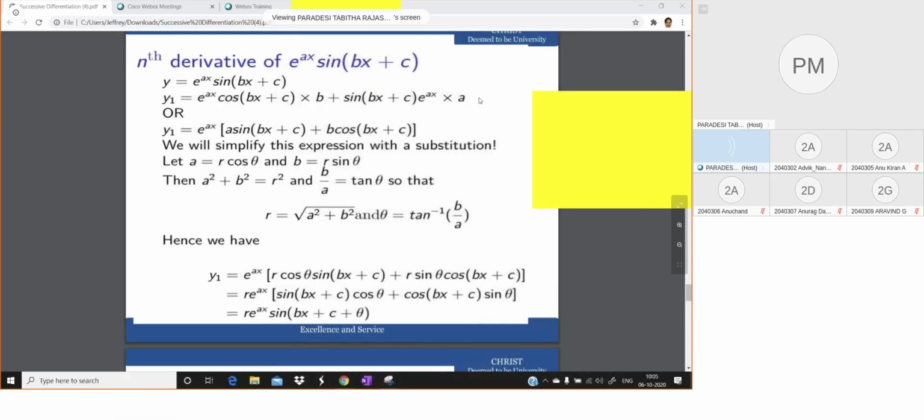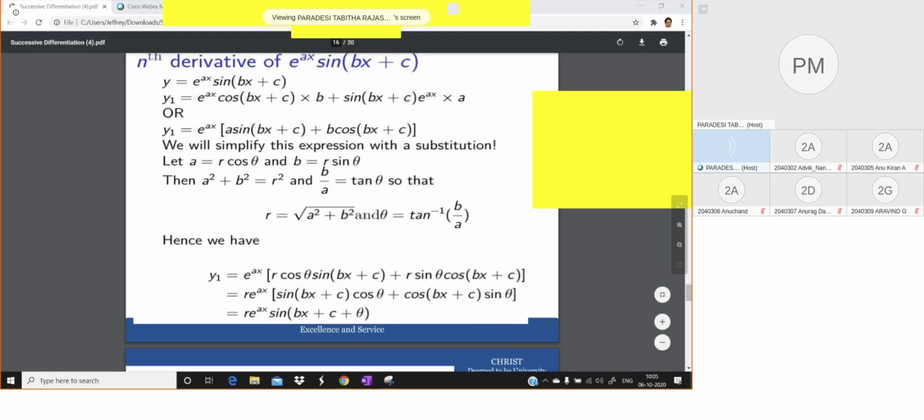So we use our polar coordinates here. Instead of the Cartesian coordinates, we go for the polar coordinates here. We use a substitution, which you will have to remember for this derivation. Start with the function y is equal to e power ax into sine bx plus c.